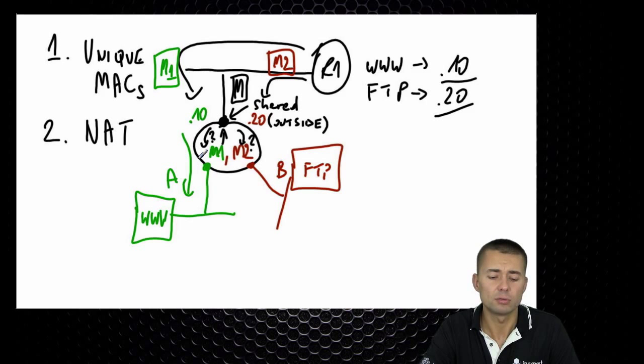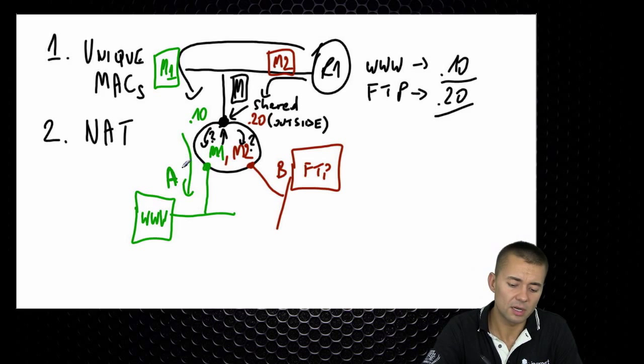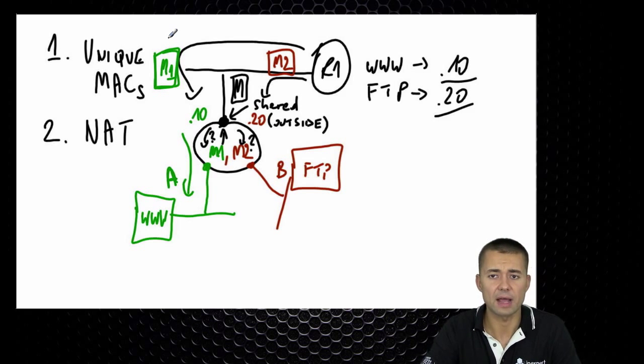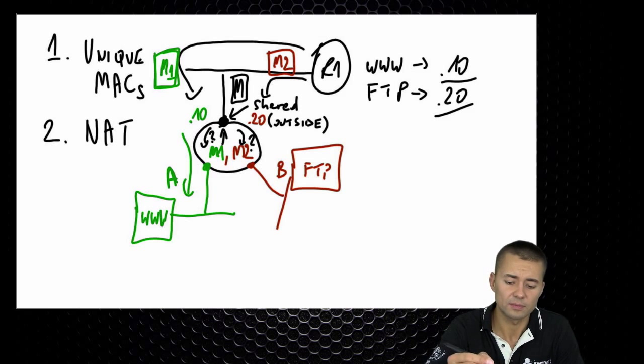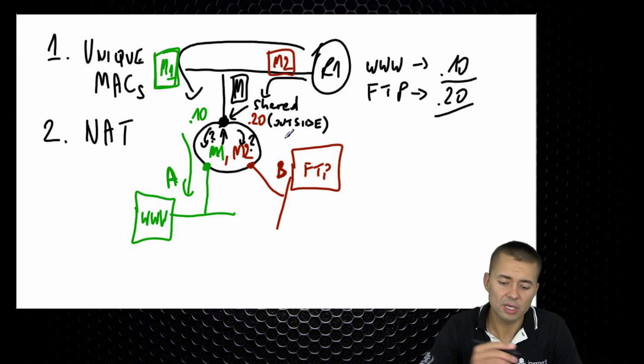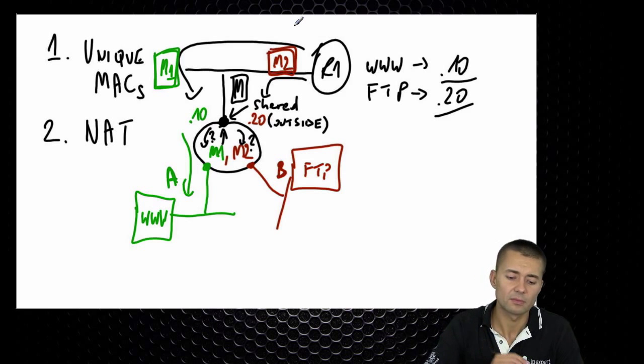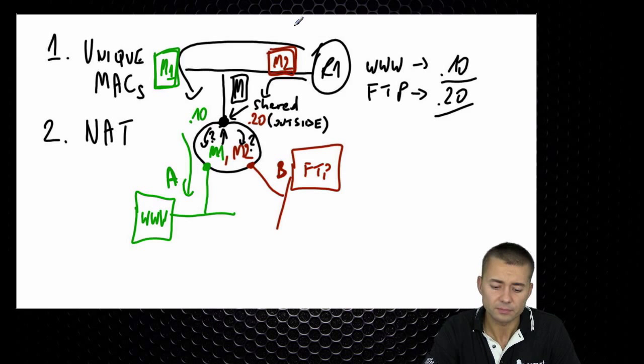You'd basically have to go to the interface that is shared in a context, and on the interface outside, in context A, you would have to say that the MAC address is this one, using the MAC address command at the interface level. Versus for B, you would change the context, go to the interface outside and assign that MAC address. So this is the first method, the first solution to this problem.